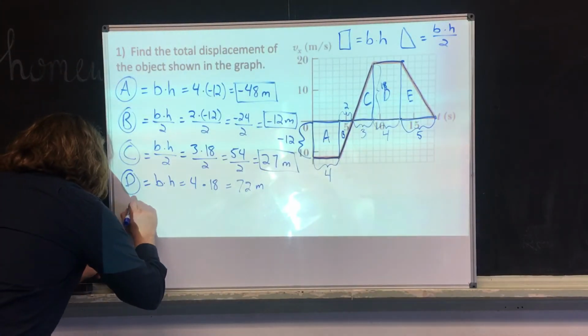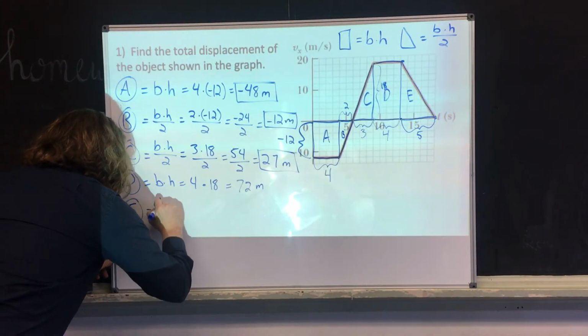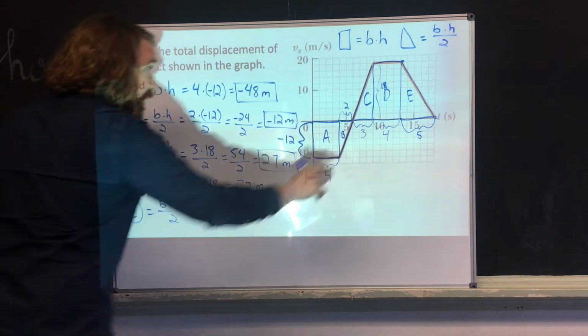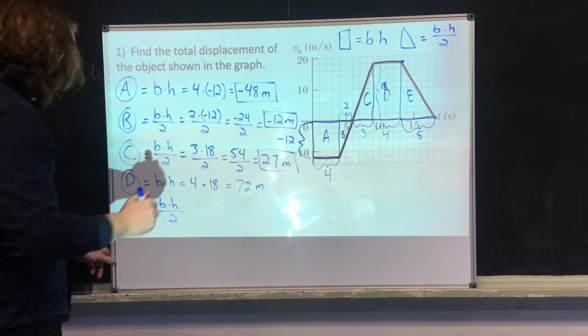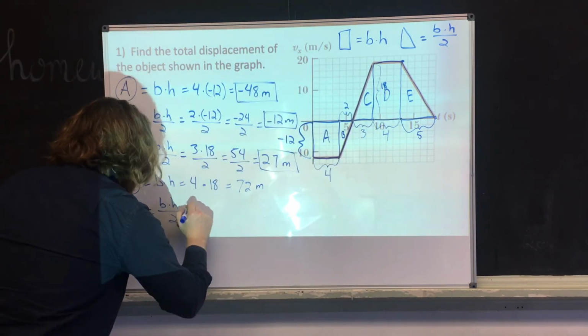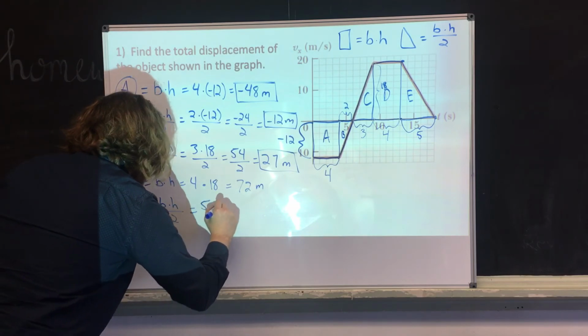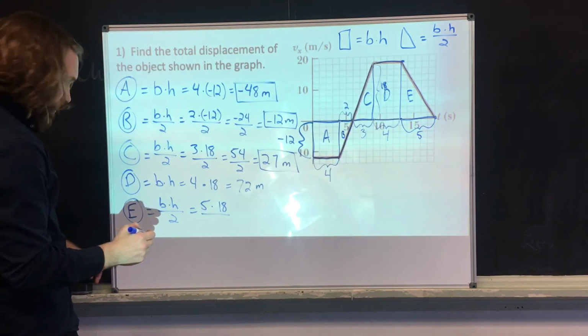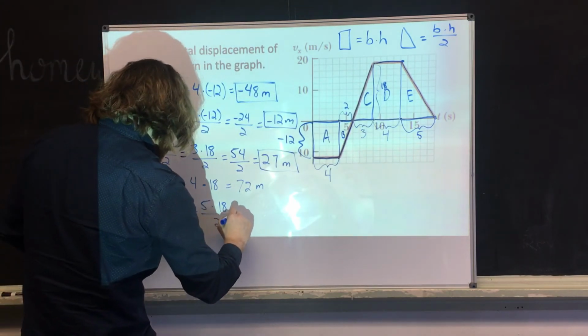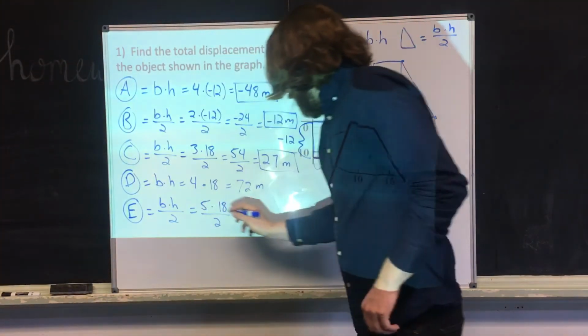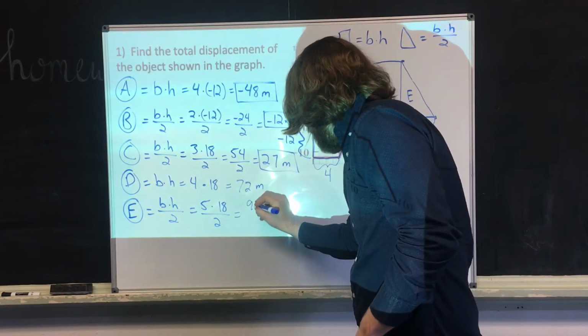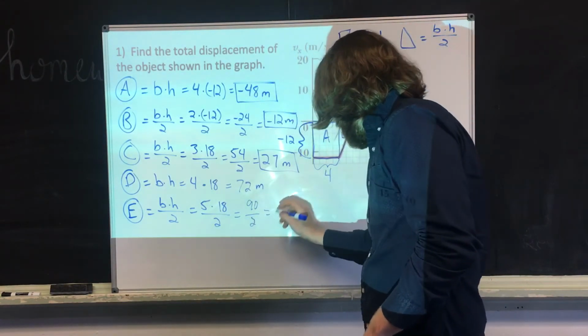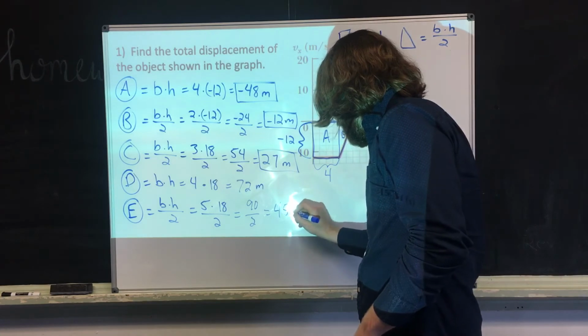So E is equal to base times height divided by 2, right? That's obviously a triangle. My base is 5. My height is 18. It's all positive. And we're dividing that by 2. 5 times 18 equals 90, divided by 2 equals 45 meters.